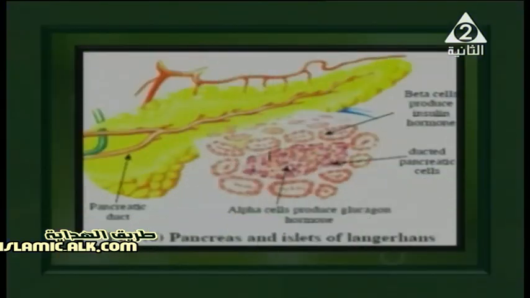And this picture, you're going to find it in your school book. It shows alpha and beta cells. As we said, alpha cells are small in number and secrete the glucagon hormone to increase the blood glucose, and beta cells represent the majority of the cells and secrete the insulin hormone.